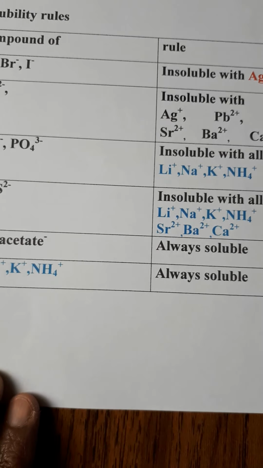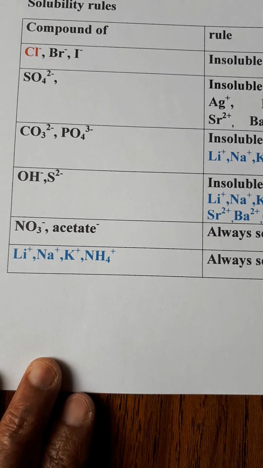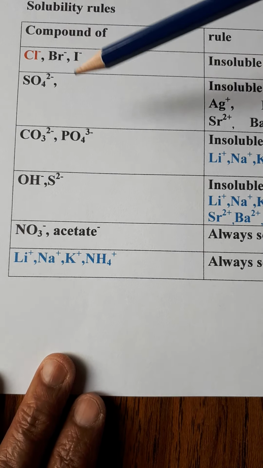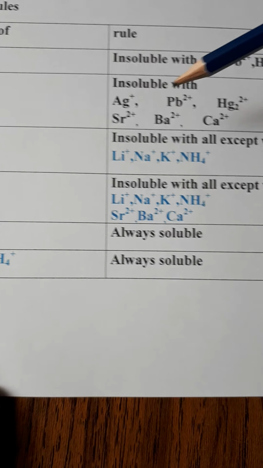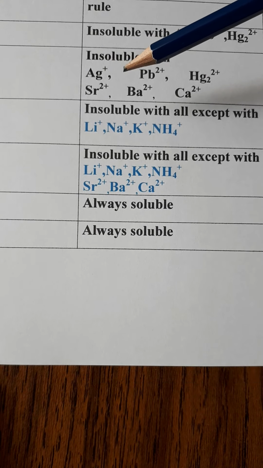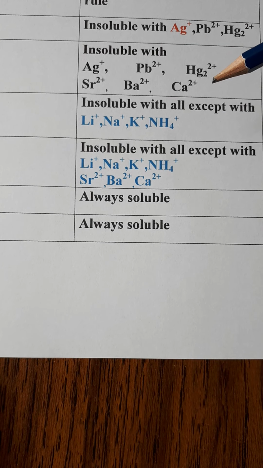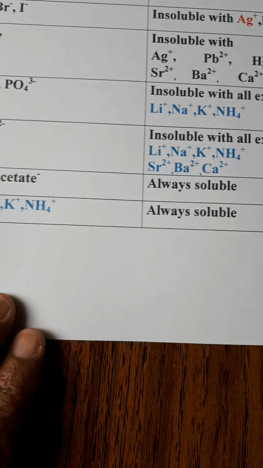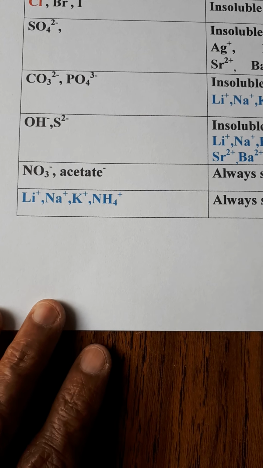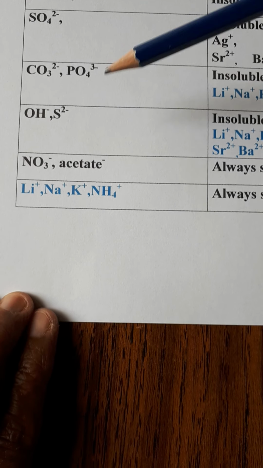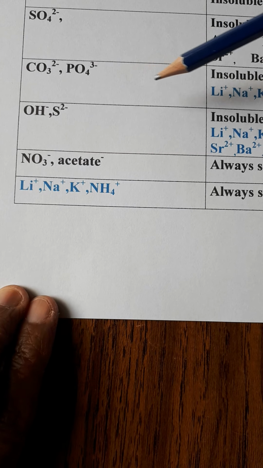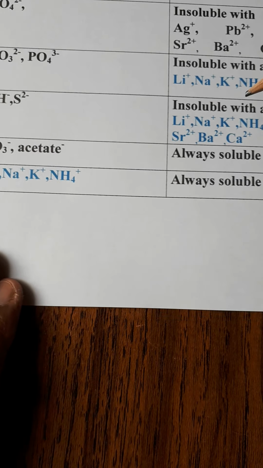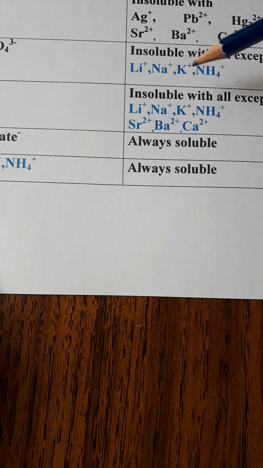In the same way, you have to learn this table. Sulfate will make solids with these ions: silver ion, lead, mercury, and strontium, barium, calcium also. Carbonate and phosphate make solids all the time except with these ions: lithium, sodium, potassium and ammonium, these four ions.